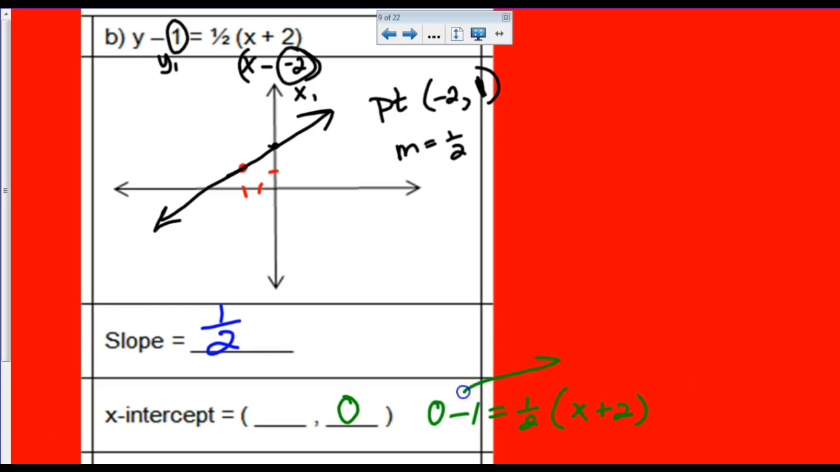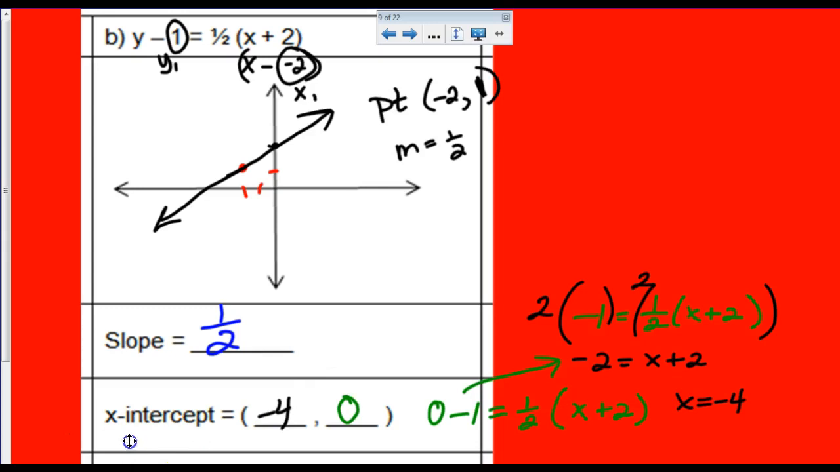So I'm going to move my work up here. So I have -1 equals 1/2 times x plus 2. I'm going to go ahead and multiply this and this by 2. I don't like that 1/2. I don't like dividing by halves, sorry. All right, so you get -2 equals x plus 2. And then subtracting 2 from both sides, we get x equals -4. So that is our x-intercept, -4. I may have guessed that.